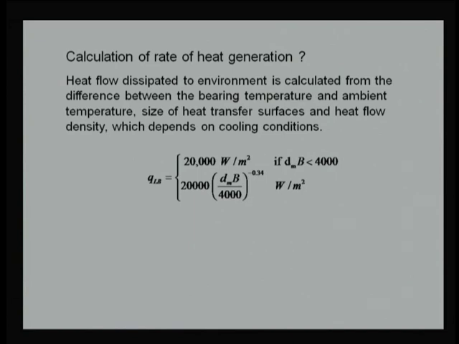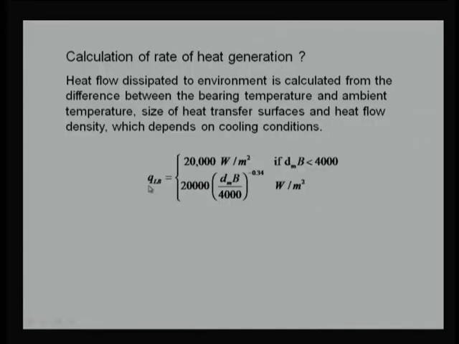So overall, there is not a lot of encouragement to increase the dimensions. For larger dimensions, this density will be lesser compared to what we are getting here, 20,000. Now we say the maximum value of density is 20,000 watt per meter square.